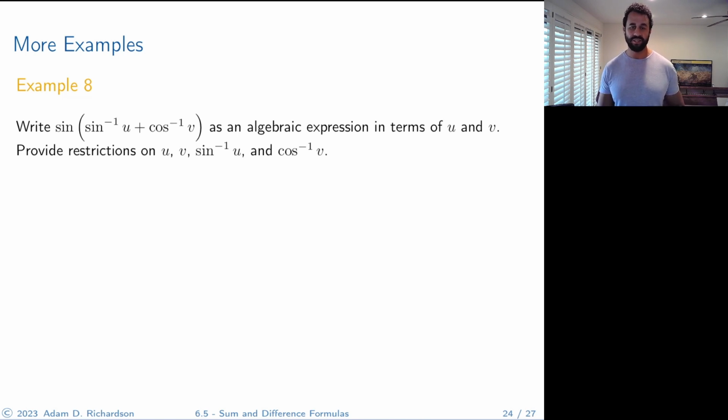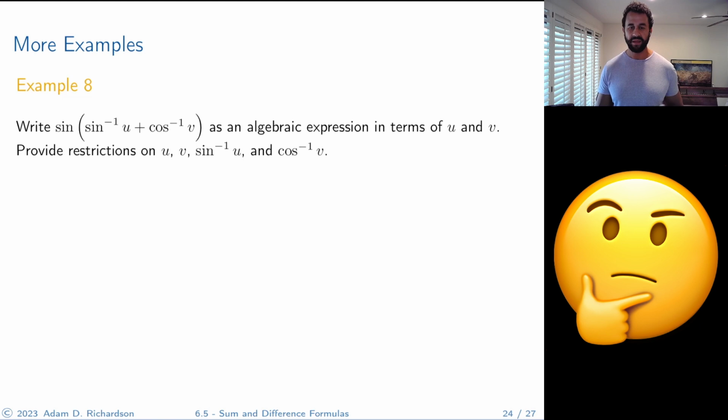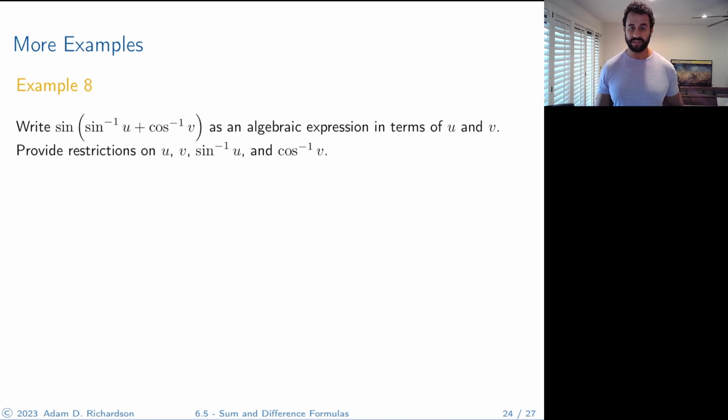So what we're going to do is find a way to use the sum and difference formulas that we just learned in this section to get a different representation of this expression. First I want you to think about it for a minute. How could you rewrite this as an algebraic expression in terms of u and v, meaning only u and v appear in your formula, no sines and cosines? So think about it for just a minute. All right, and then let's work on it together.